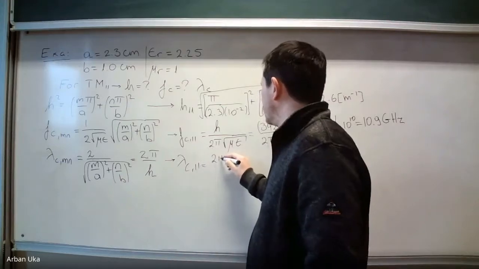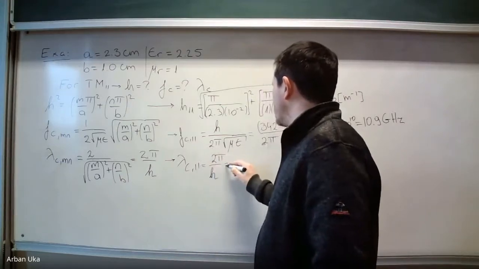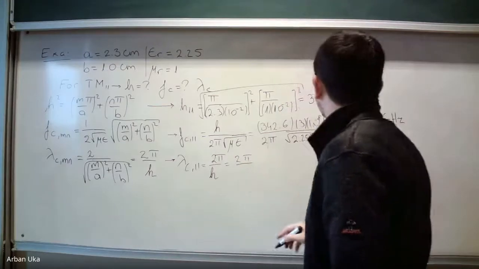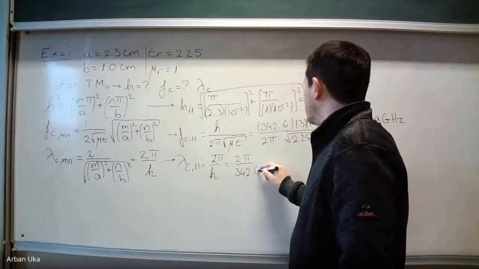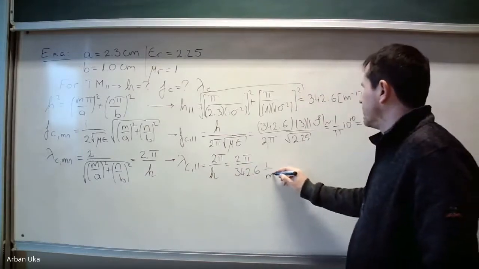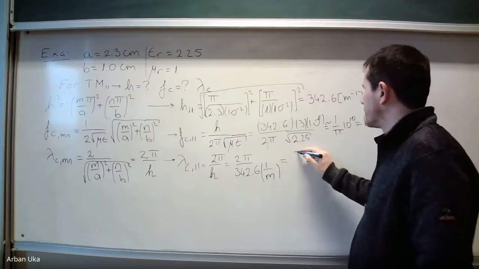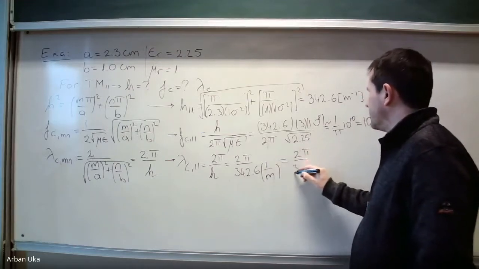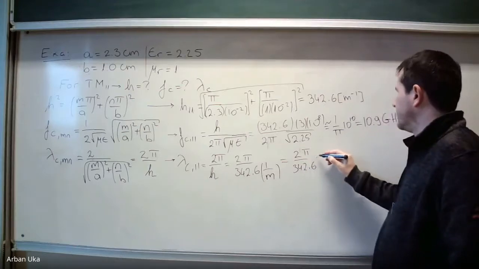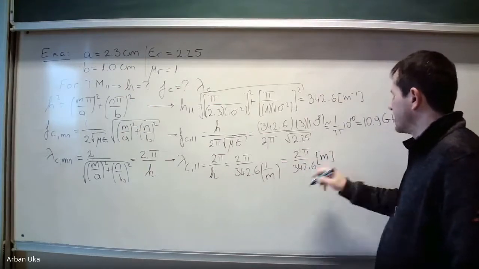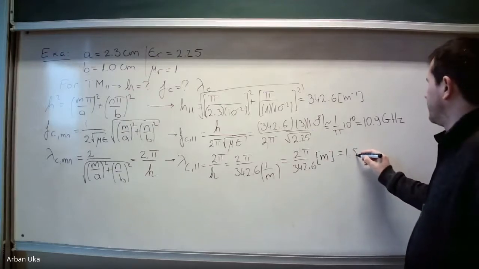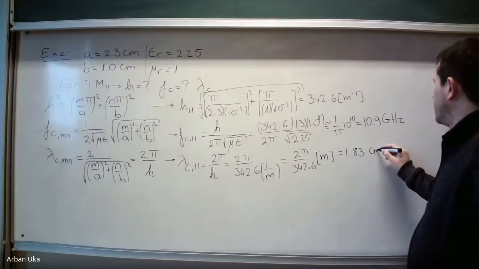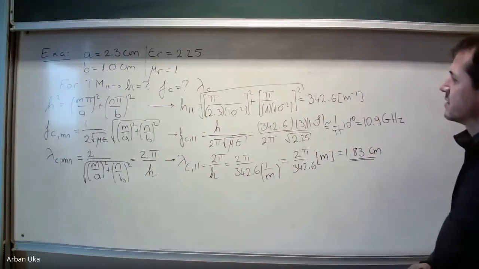It's going to be equal to 2 pi divided by h. This is 2 pi divided by 342.6 times 1 over meters. This is the unit of this one. So here we have 2 pi divided by 342.6. The unit is meters, because 1 meter inverse gives meters, and this is equal to 1.83 centimeters. Okay, so this is the waveguide.